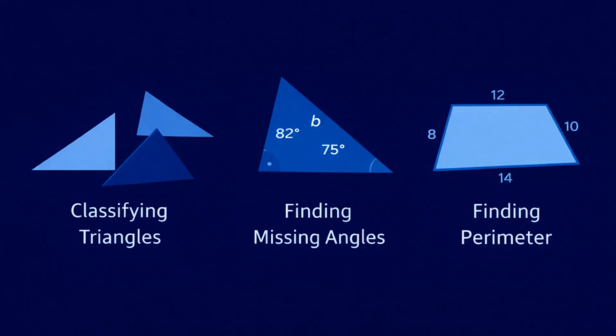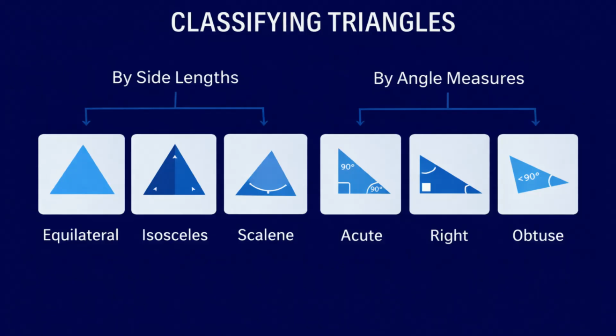One job is classifying triangles. Another job is finding missing angle measures. The third job is finding perimeter. A triangle is a shape with 3 sides and 3 angles. Triangles can be classified in 2 different ways, by their side lengths and by their angle measures. These are 2 separate ideas, and you can work with either one first.